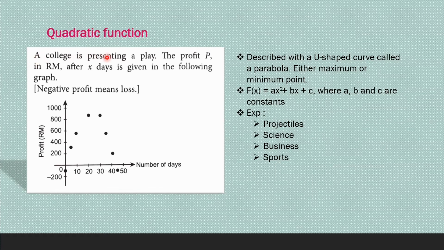A college is presenting a play. The profit P in RM after x days is given in the following graph. We can see the graph is growing in a U-shaped curve, which means this graph is drawn using a quadratic function.